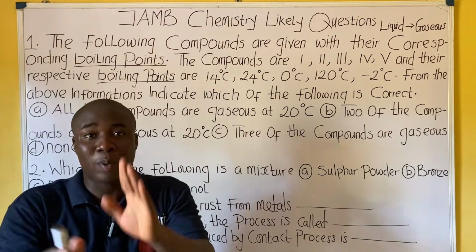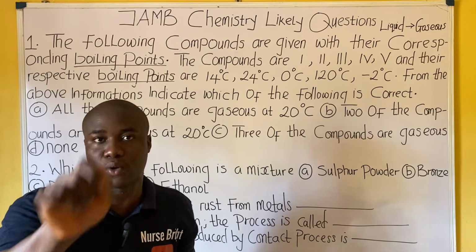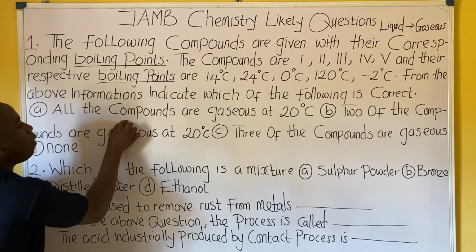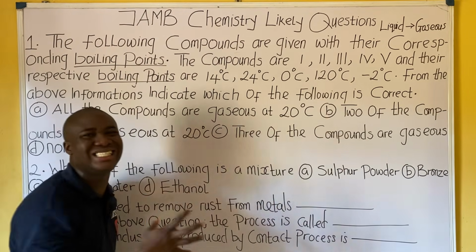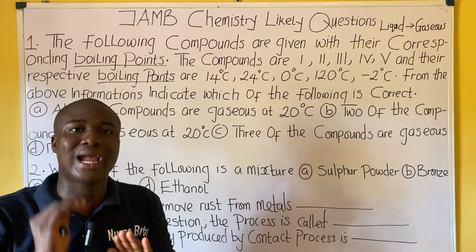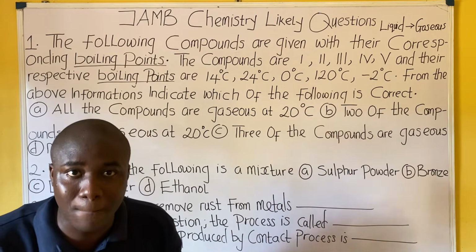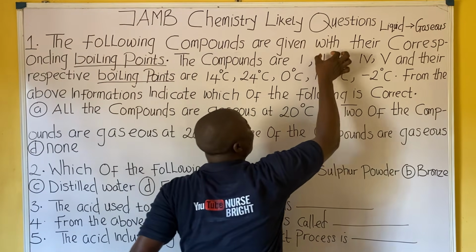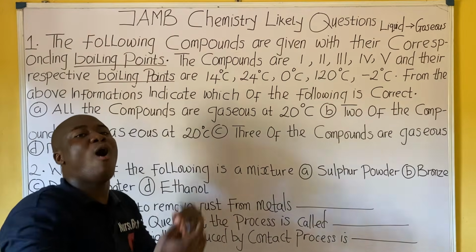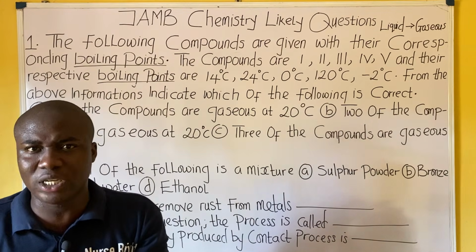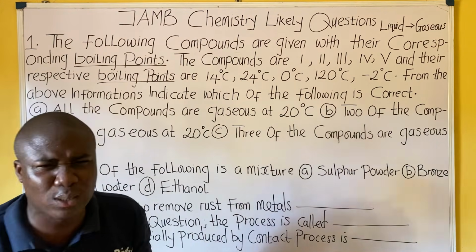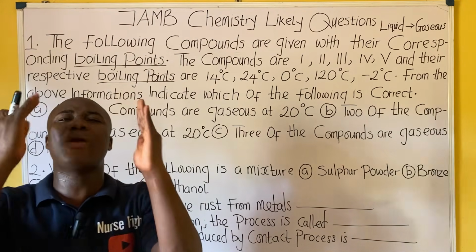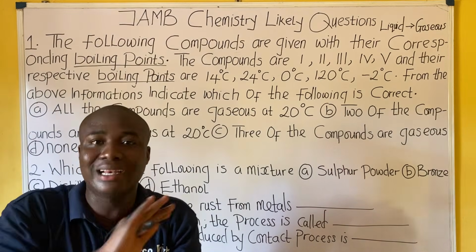Now you can see I've explained what boiling point is. Before I analyze the question, let us quickly read all the options. Option A says all the compounds are gaseous at 20 degrees Celsius. Just relax. You can see that we were given different compounds. Option A is telling us that all of these compounds, Roman figure 1, 2, 3, 4, and 5, are gaseous. So you can see where the question is coming from. They gave us different statements, and they are asking us which of them is correct based on all of this information. So we have to understand what we are doing here, and it's very simple.